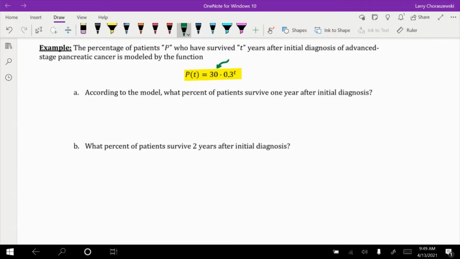Based on our definition of an exponential function, the initial value is 30, and our base is 0.3, and the independent variable here is t instead of x. But you're going to operate with this much like we did in the last example, and I'm going to have you take the next couple of minutes or so to see if you can work out parts A and B, and then I'll go ahead and go over the answers with you, and we'll go from there.